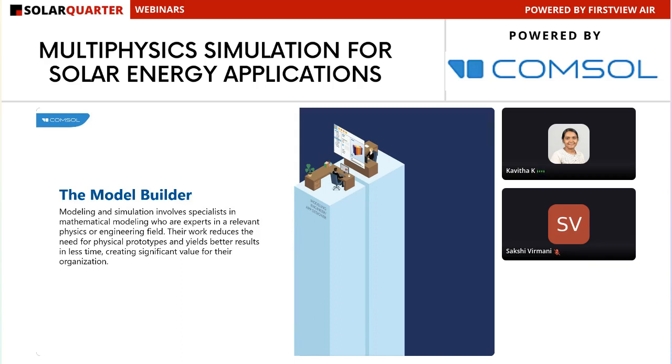Okay. So until now we saw the modeling of an application using Model Builder. Here modeling and simulation involve specialists in mathematical modeling who are experts in a relevant physics or engineering field. Their work reduces the need for physical prototypes and yields better results in less time, creating significant value for their organization. But for research and development, apart from the team who is involved in simulation, there are also several other teams who play a crucial role.